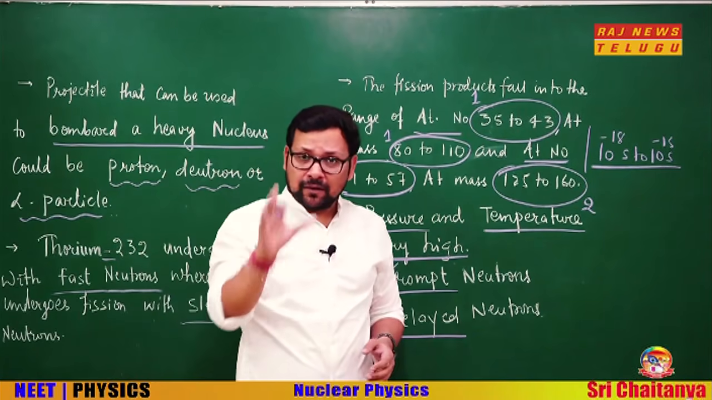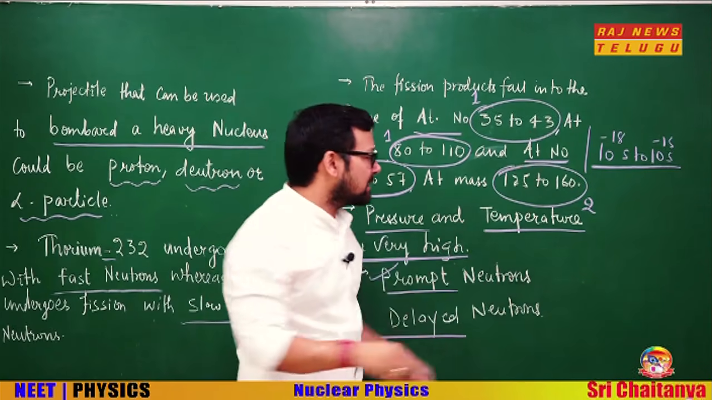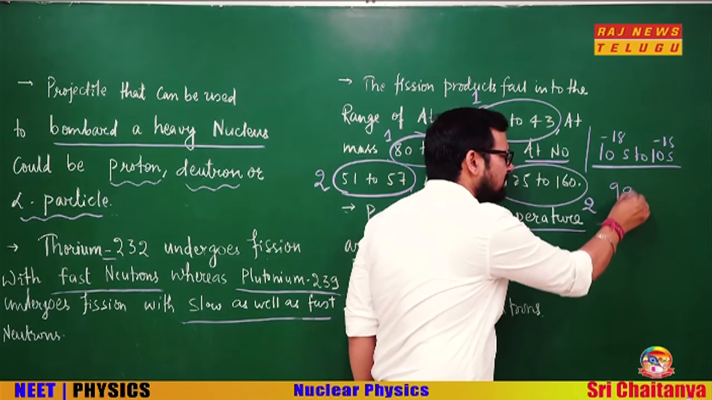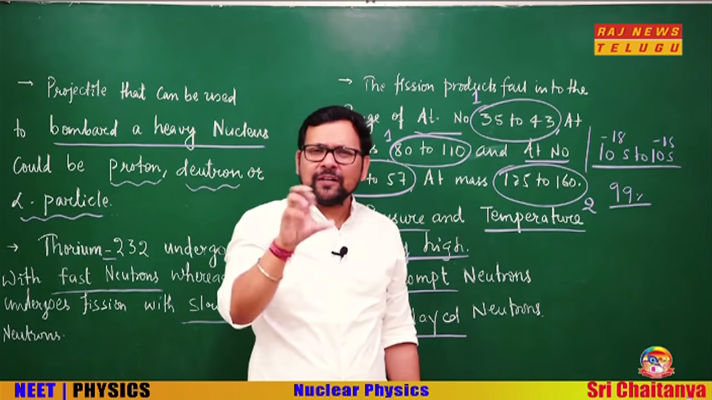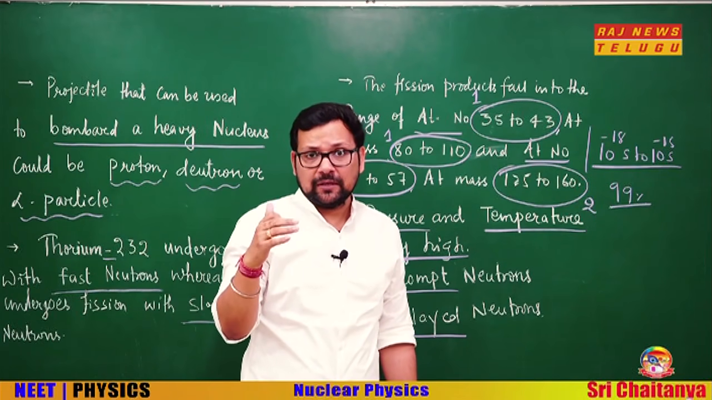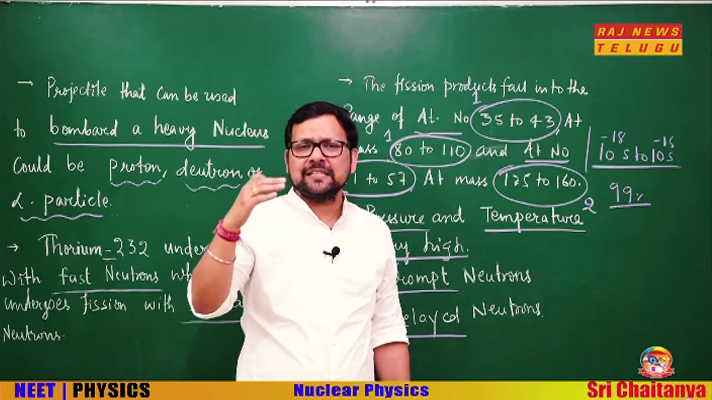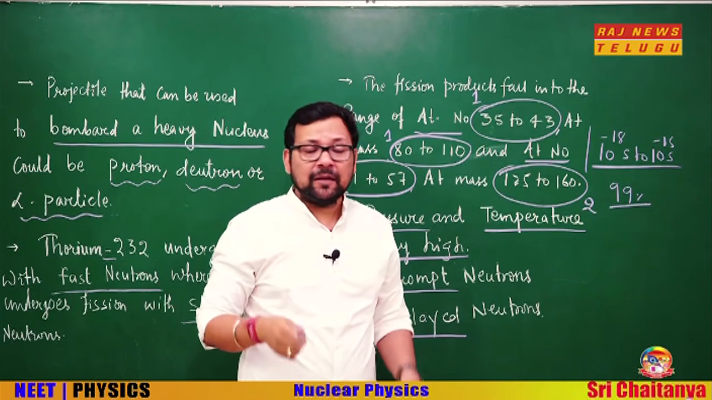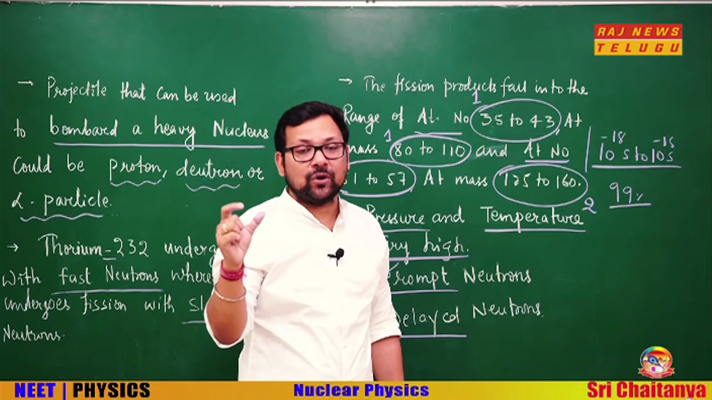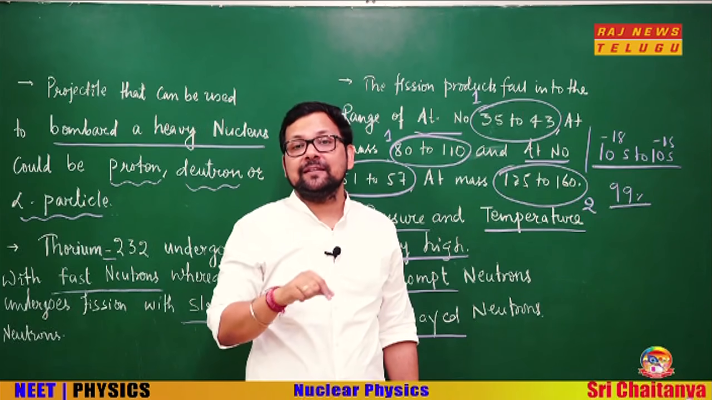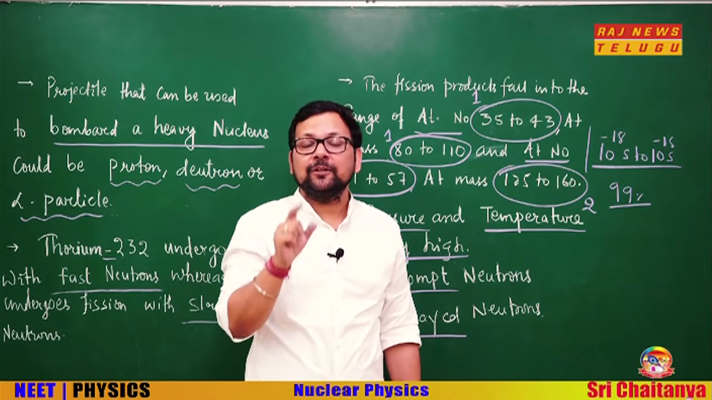So they are called prompt neutrons. But approximately 1% is left. This is 99%, more than 99%, not the exact data. Approximate we are talking about. So around 1% are the delayed neutrons. They are released over a period of time, it takes time. But do note it down, those 1% delayed neutrons are used in, underline, nuclear reactors.